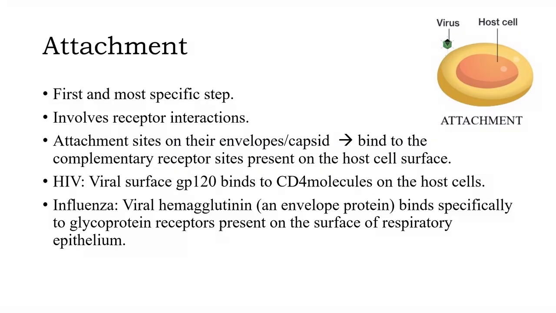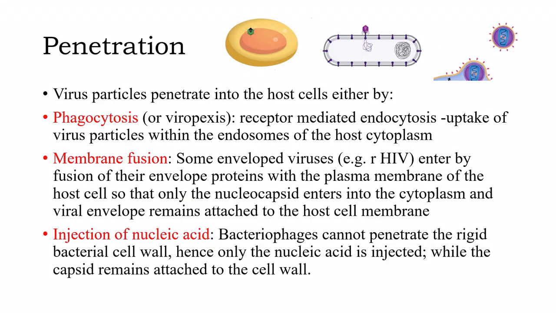The next step is penetration. Now this can happen in three varieties. The first one is phagocytosis, in virology called viropexis. That is basically the whole virus is taken inside the host cell for the next process.